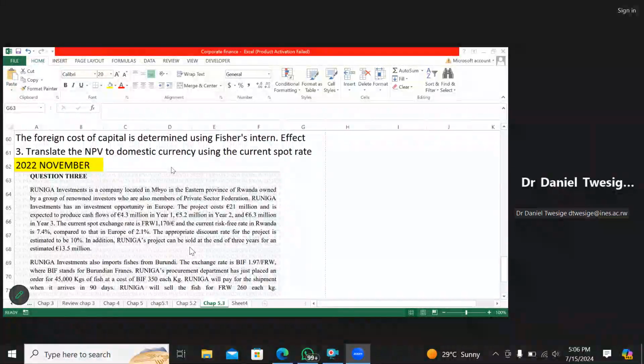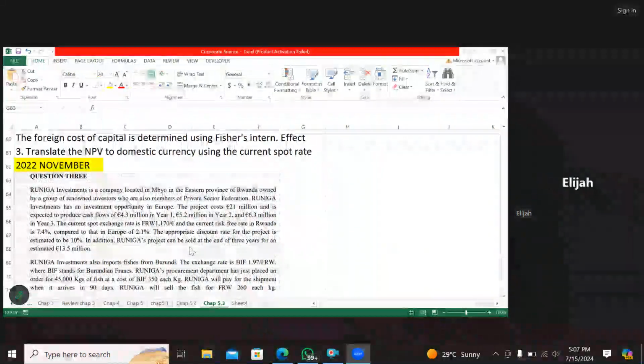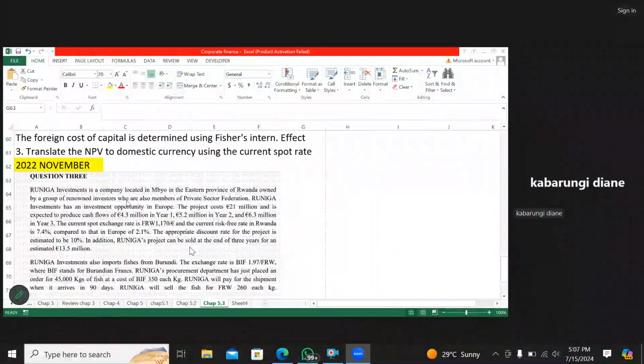Runiga Investment is a company located in Mbyo, in Eastern Province of Rwanda. Is there any place called Mbyo? Owned by a group of renowned investors. It is there? Yeah, it is there. Where exactly? In Bugesera district. Oh, I didn't know it's there. Who are also members of Private Sector Federation.